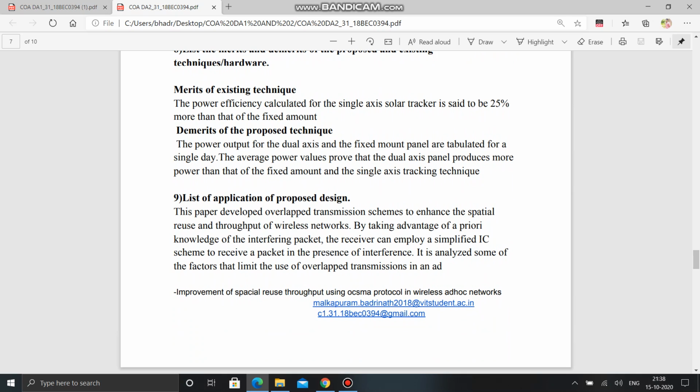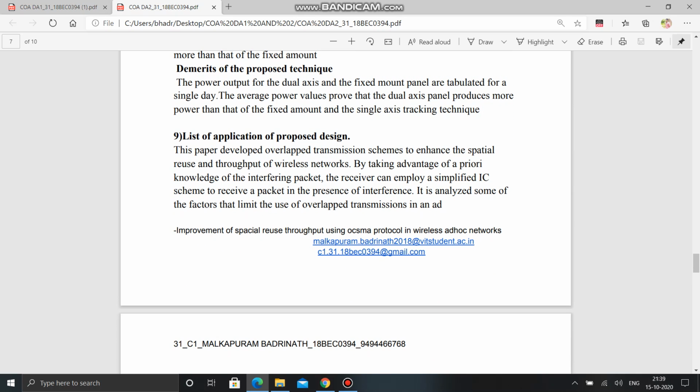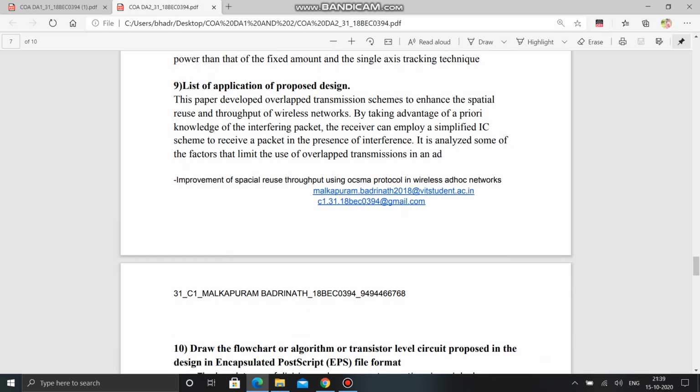Application of proposed design. This paper developed overlap transmission schemes to enhance the spatial reuse and throughput of wireless networks by taking advantage of a priori knowledge of the interfering packet. The receiver can employ simplified IC schemes to receive a packet in the presence of interference. It also analyzed some of the factors that limit the use of overlap transmission.